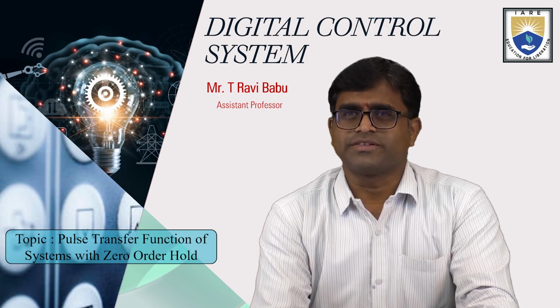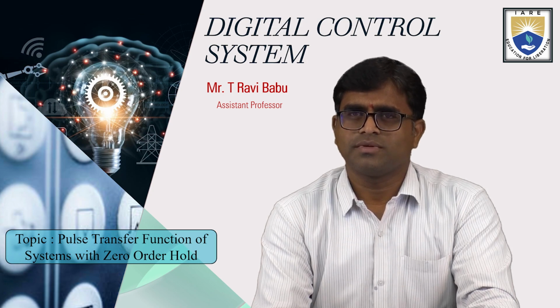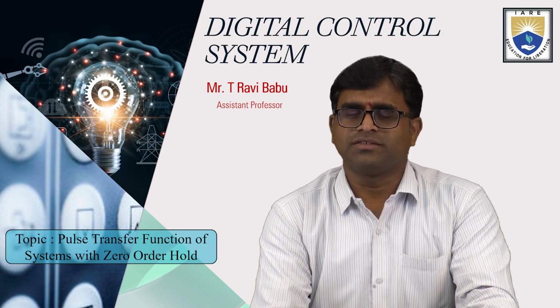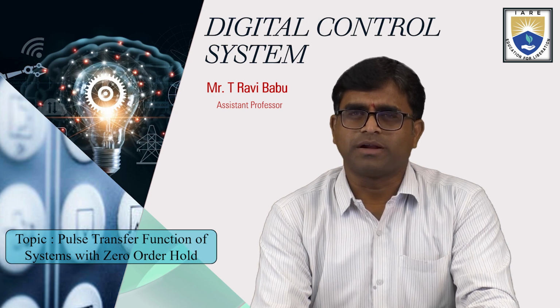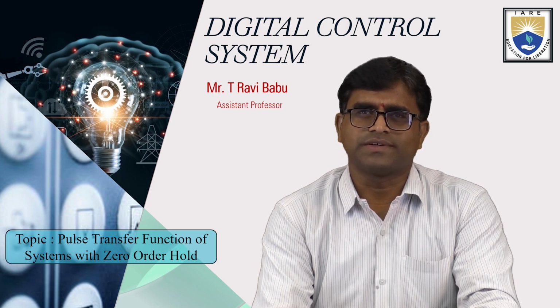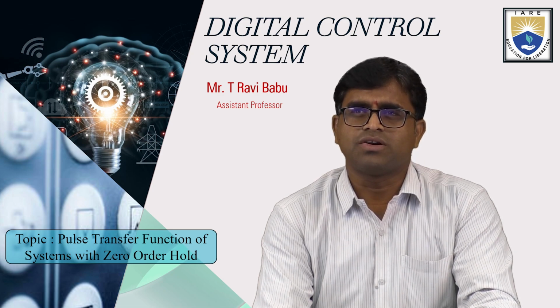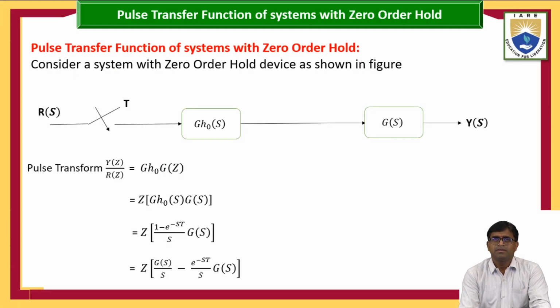After that, we saw the pulse transfer function for a forward path, that is an open loop control system, and the pulse transfer function for a feedback path with unity feedback, that is a closed loop control system with unity feedback, and some problems on block diagrams with the pulse transfer function. Today I am going to take the pulse transfer function with a zero order hold device. See the circuit diagram, where I am taking one system, G of S, the open loop control system.